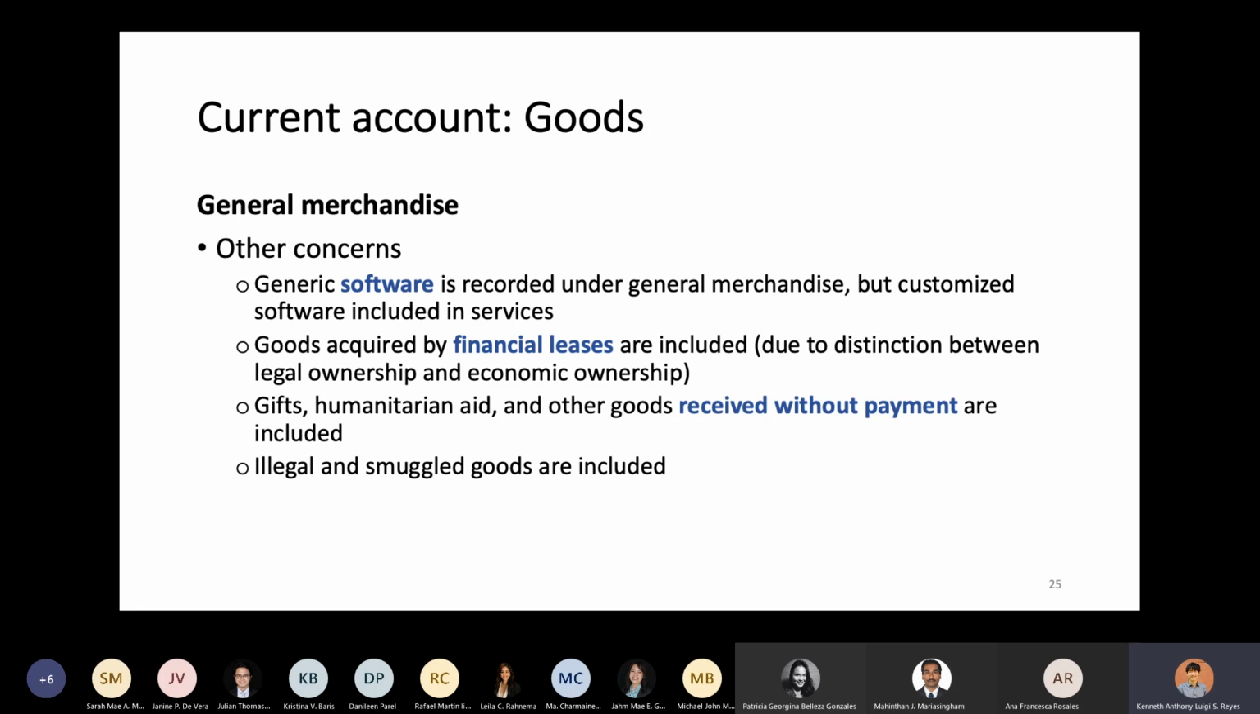Here are some other concerns. Generic software is recorded under general merchandise unless the software is customized, in which case that extra value will be in services. Goods acquired by financial leases are included. So even if the legal ownership is still with the original owner, we have to make a distinction between that and economic ownership. So once economic ownership has changed hands, then it will be in the BOP. Gifts, humanitarian aid, and other goods received without payment are included, while illegal and smuggled goods are included.